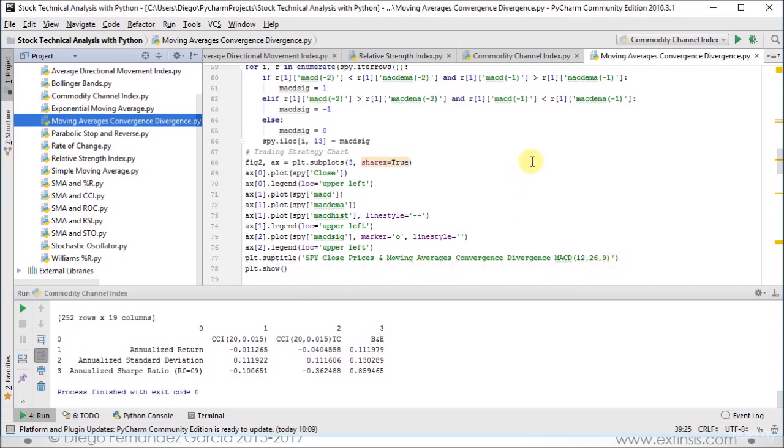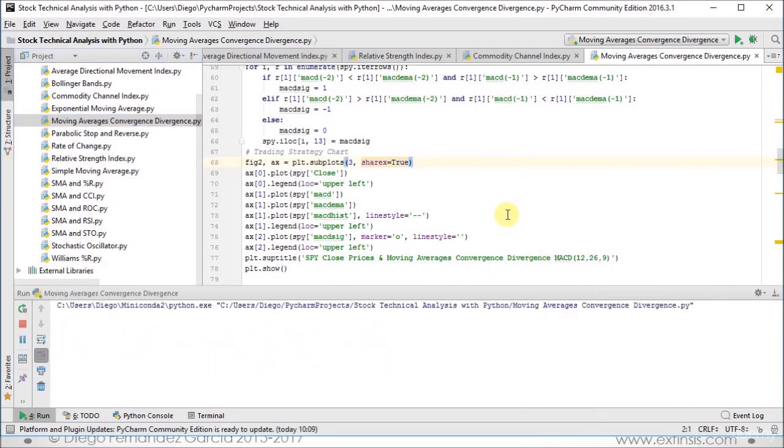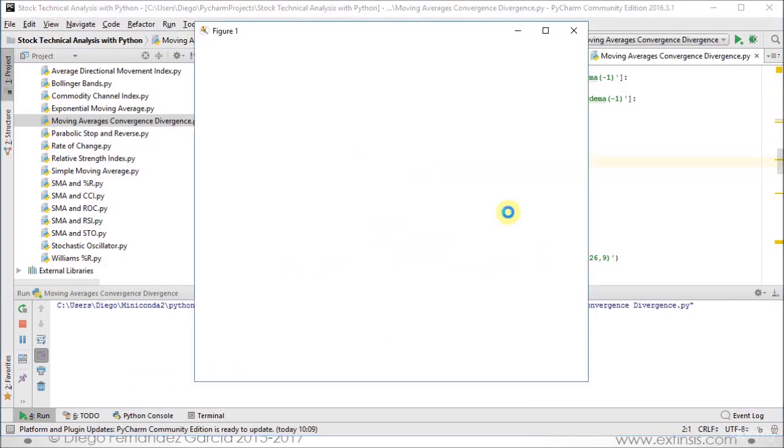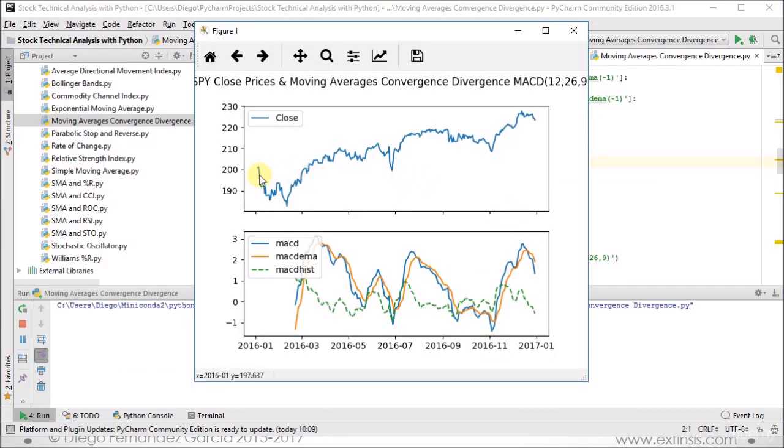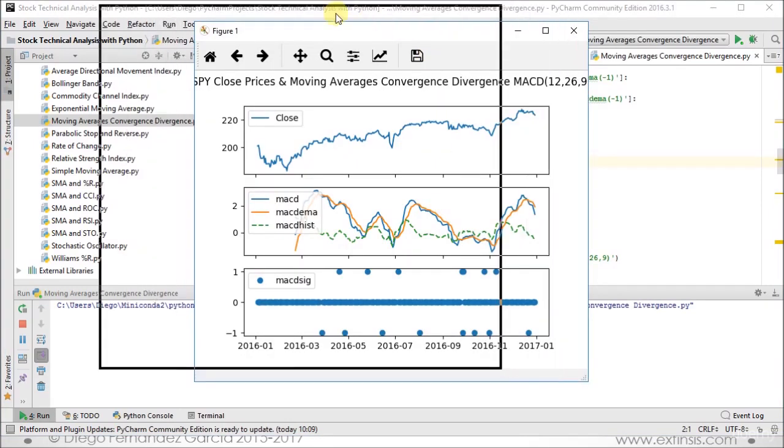So let's proceed to run the code by clicking the right button on the mouse and scrolling down into run moving averages convergence divergence. So we see first the chart we studied in our previous section. Close prices with blue solid line and the corresponding technical indicator below. So we're going to close this chart, and now we're going to focus on the one we just created.